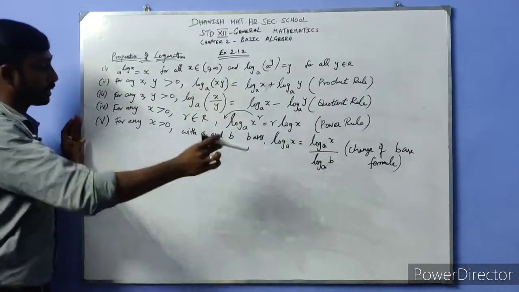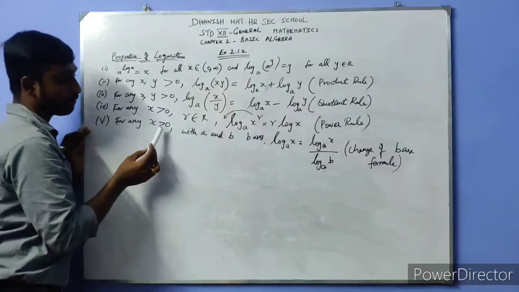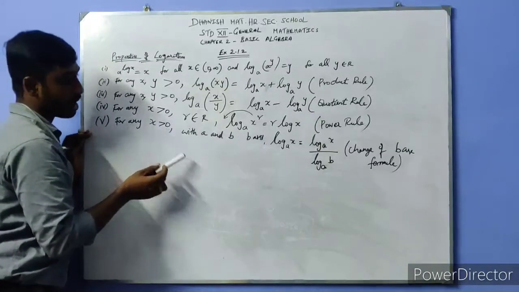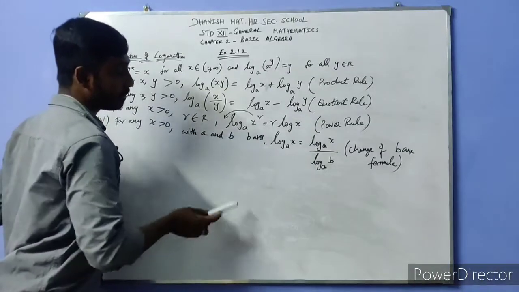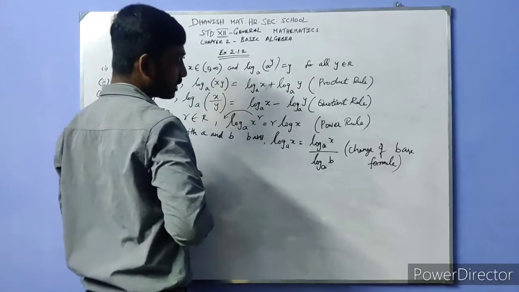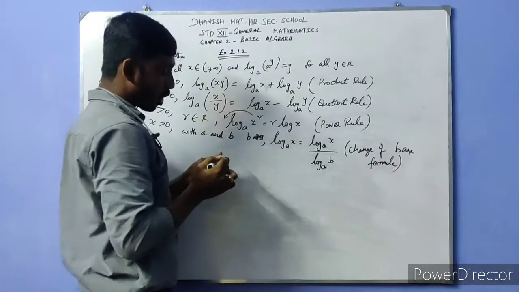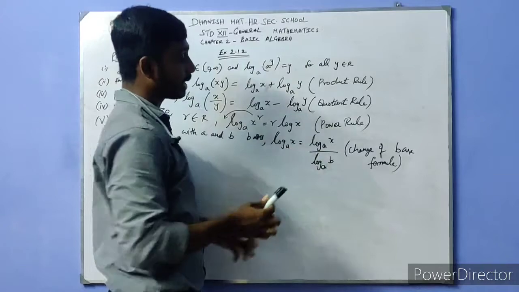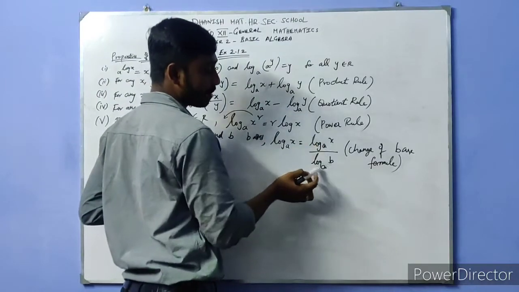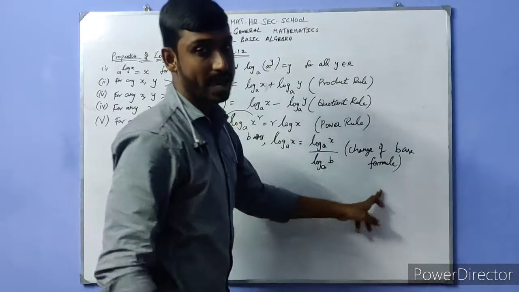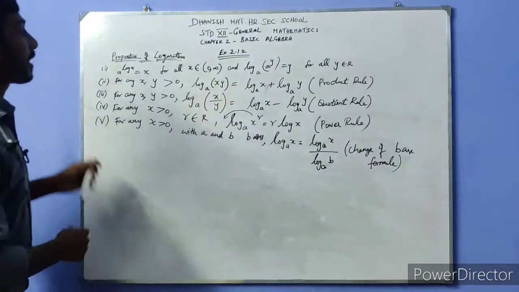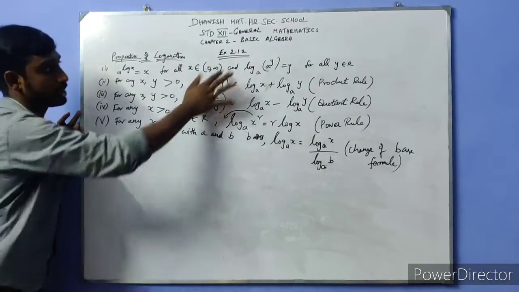So what is the fifth property here? For any x greater than 0, with bases a and b, log_a x equals, you write it like this, log_b x divided by log_b a, the change of base formula. So these five properties are what we are using in this exercise.